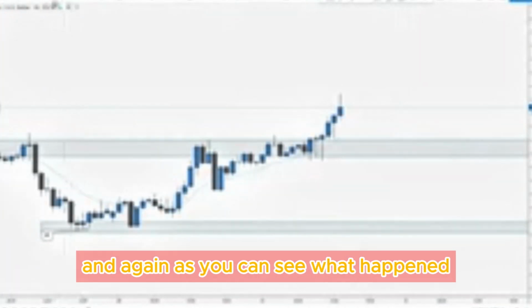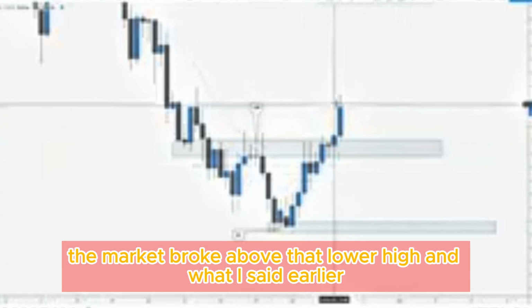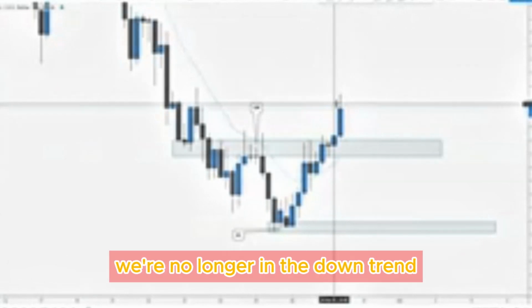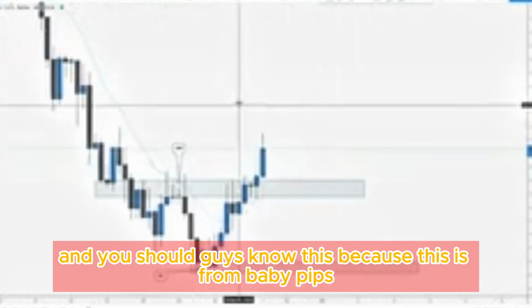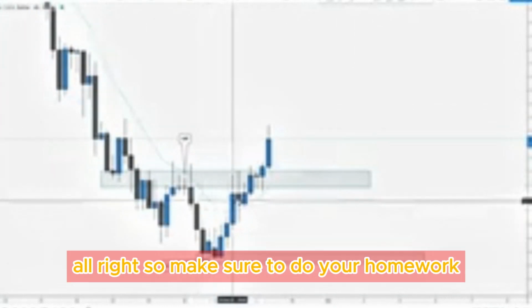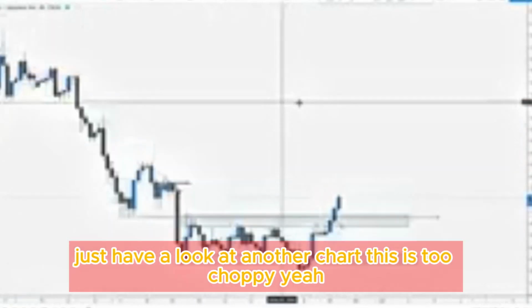And again, as you can see what happened, the market broke above that lower high. And what I said earlier, if the market breaks above a lower high, we're no longer in the downtrend. And you should, guys, know this because this is from BabyPips. All right? So make sure to do your homework. We're having a push. So right now, what do we expect? A pullback. All right?